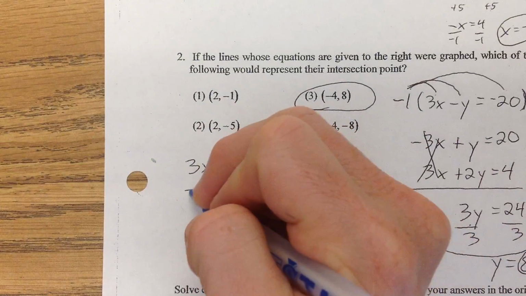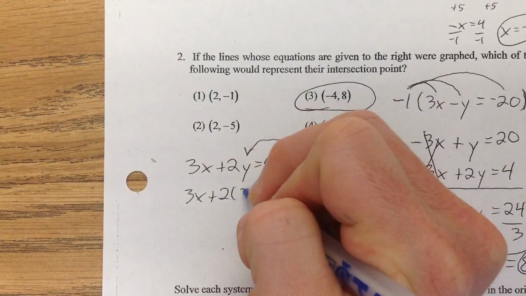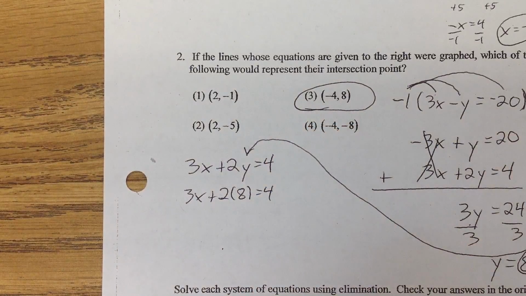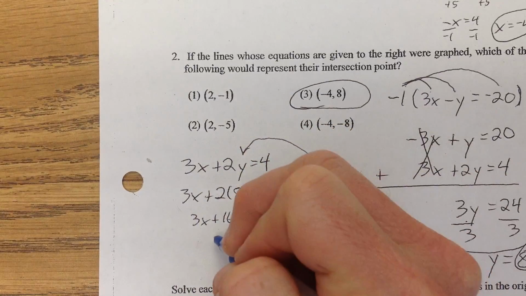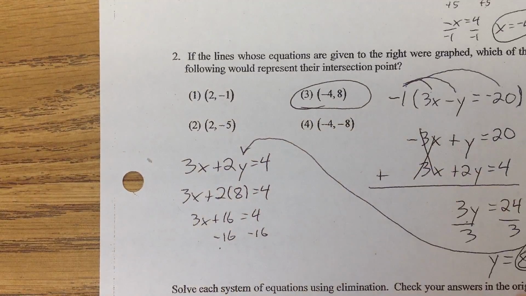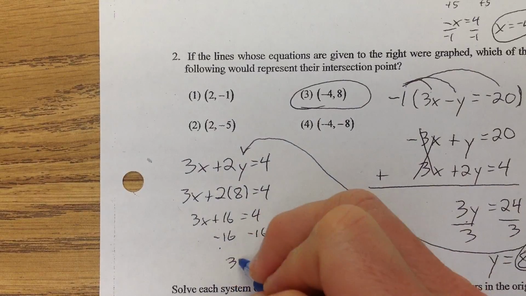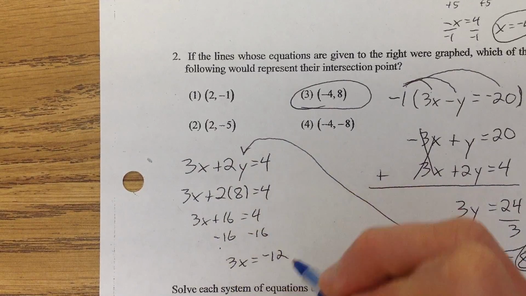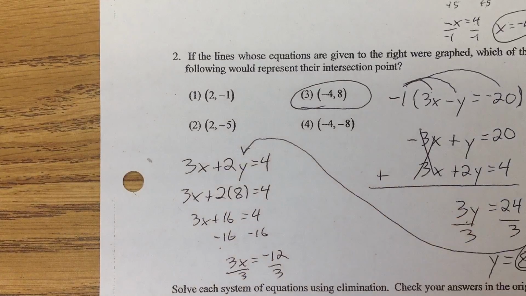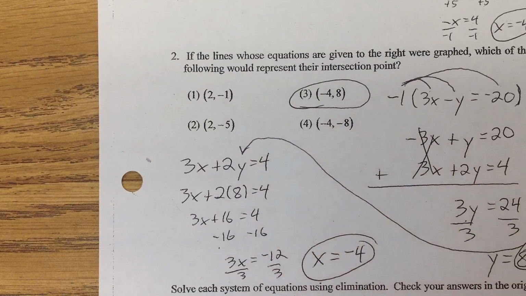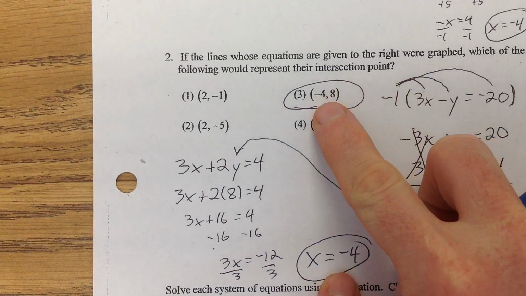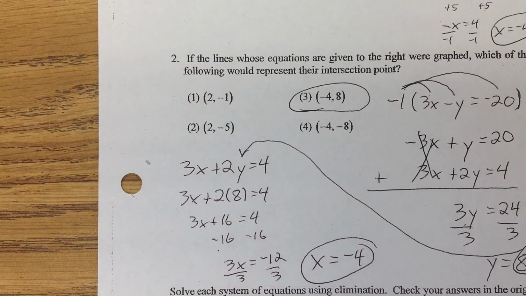All right, so I get 3x plus 2 times 8 equals 4. 3x plus 16 equals 4. Subtract 16 from both sides. I get 3x equals negative 12. And then when I divide both sides by 3, I'm going to end up with x equals negative 4. So again, I did get exactly what I expected to get, but better safe than sorry. Check both to make sure that you're getting the right answer.